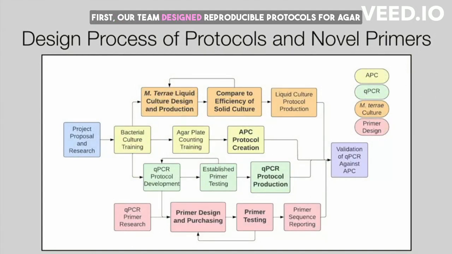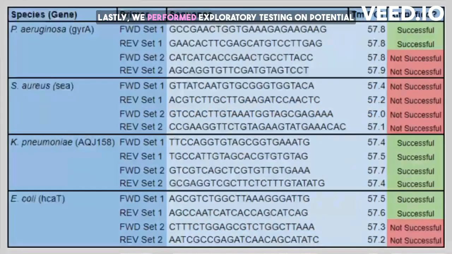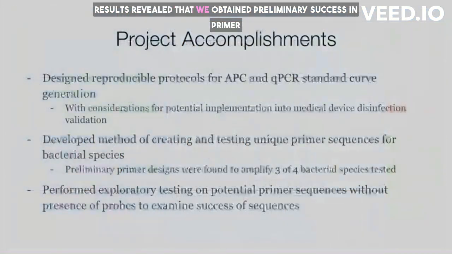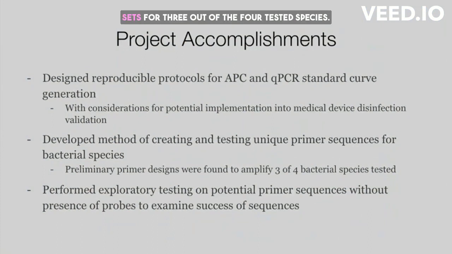First, our team designed reproducible protocols for agar plate counting and qPCR standard curve generation. Then, we developed a method for creating and testing unique primer sequences for each bacterial species. Lastly, we performed exploratory testing on potential primer sequences using SYBR Green dye. Results revealed that we obtained preliminary success in primer sets for 3 out of the 4 tested species, with the primer successfully amplifying the target DNA.